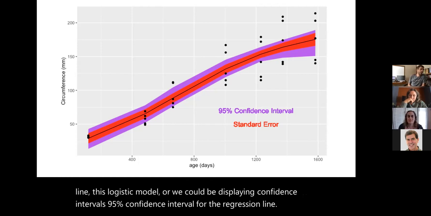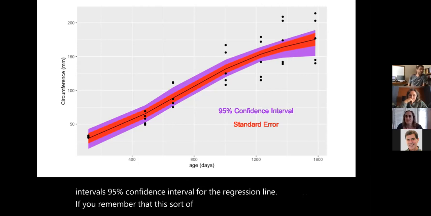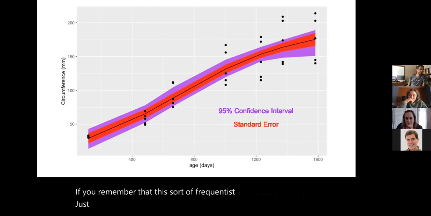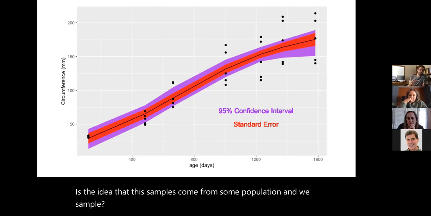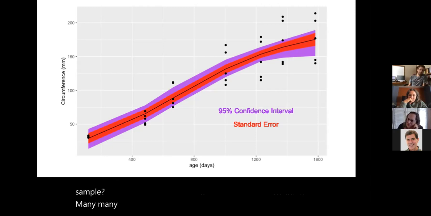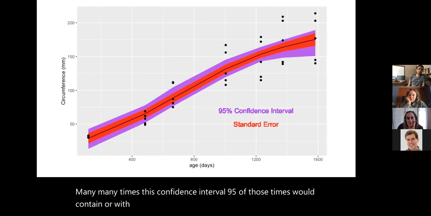If you remember the frequentist justification for this, it is the idea that these samples come from some population, and if we sample many, many times, 95% of those confidence intervals would contain the true nonlinear relationship between X and Y.